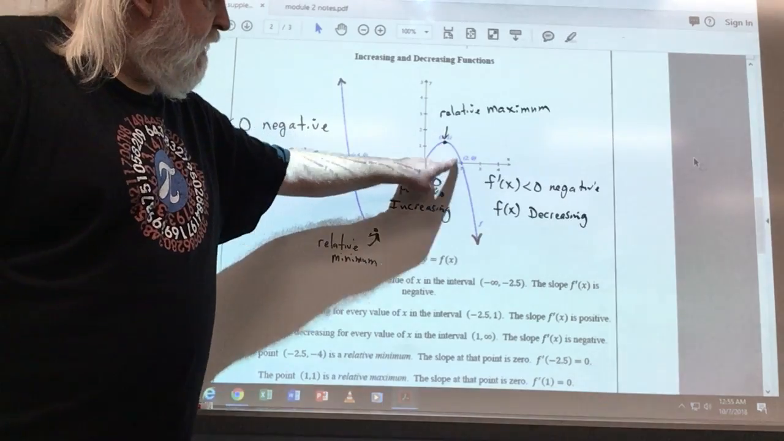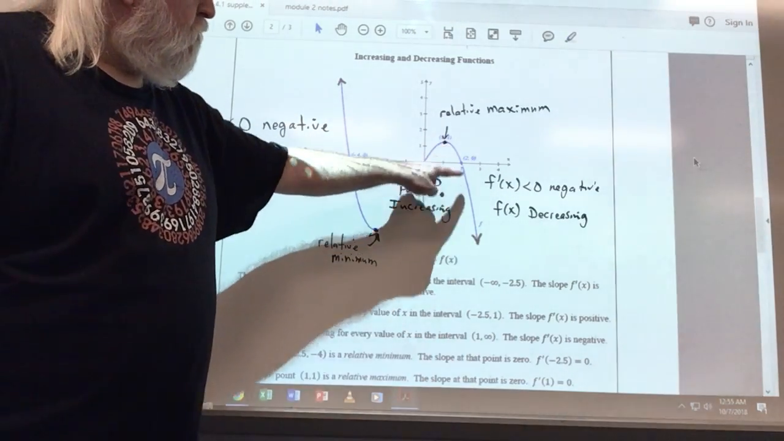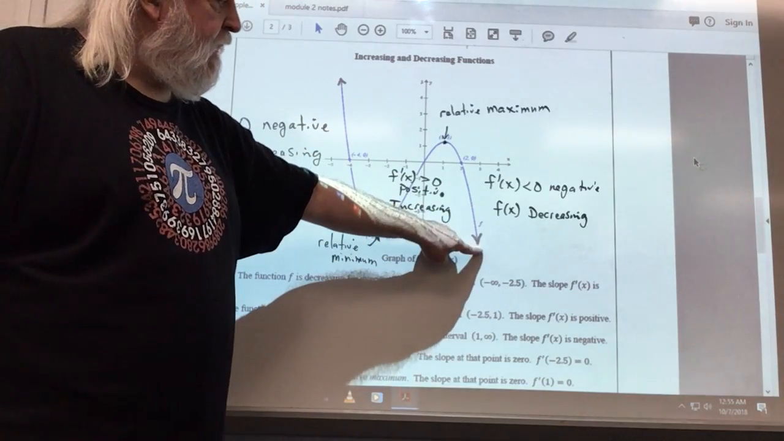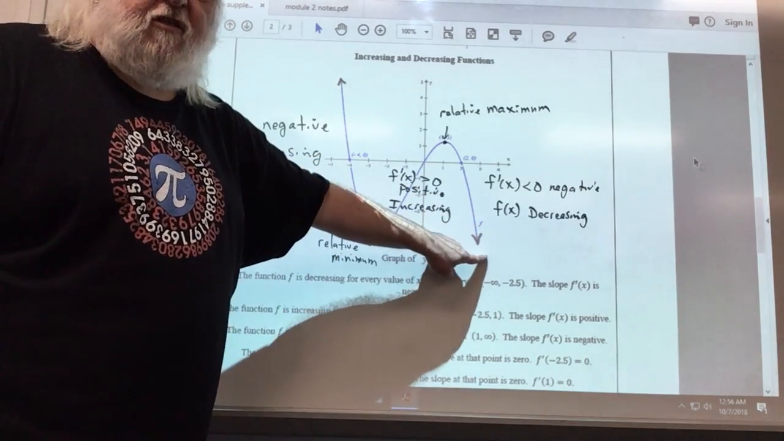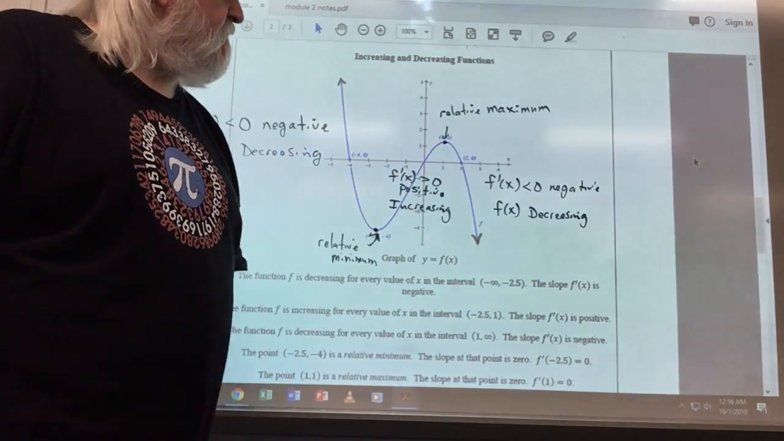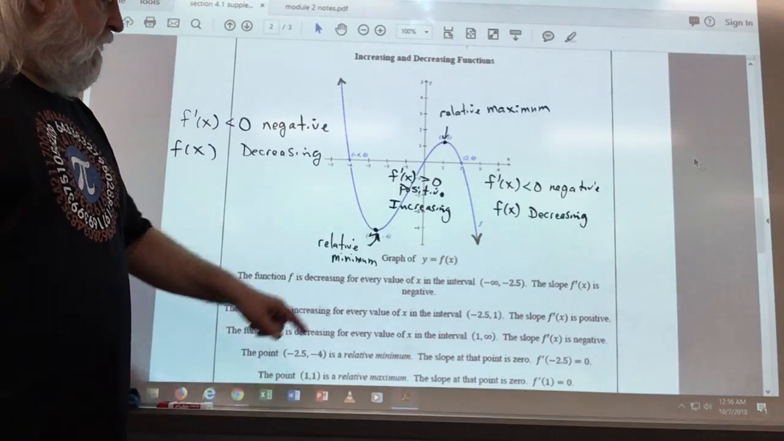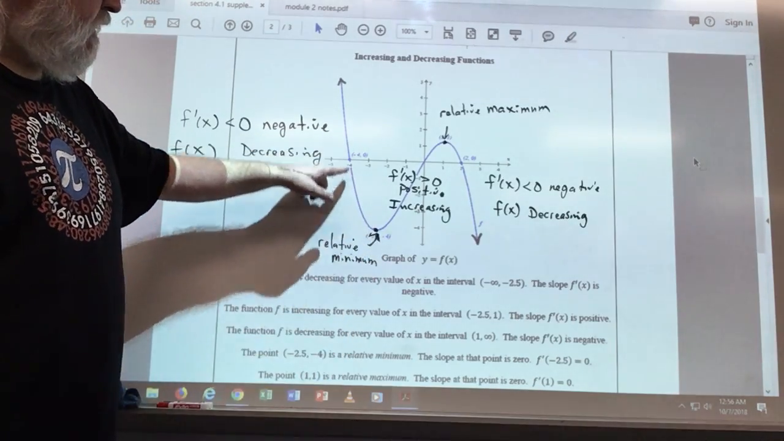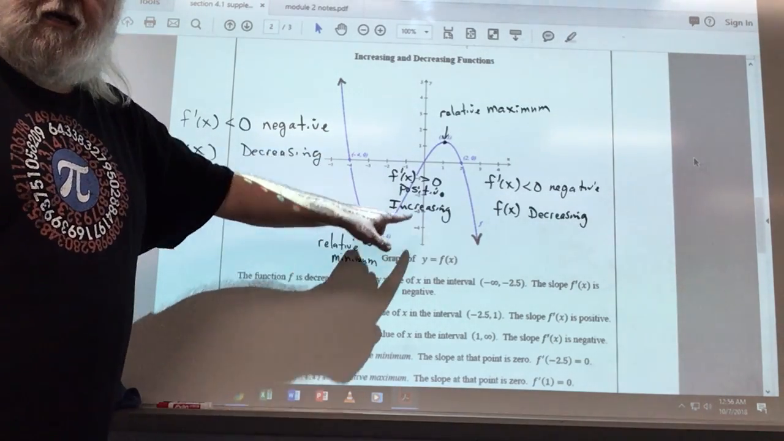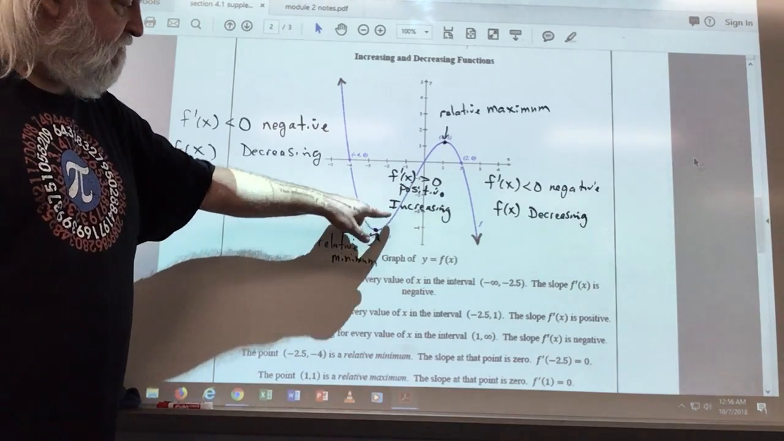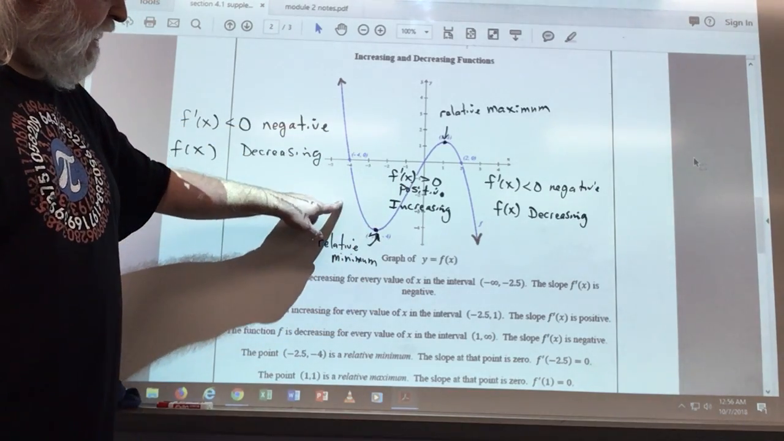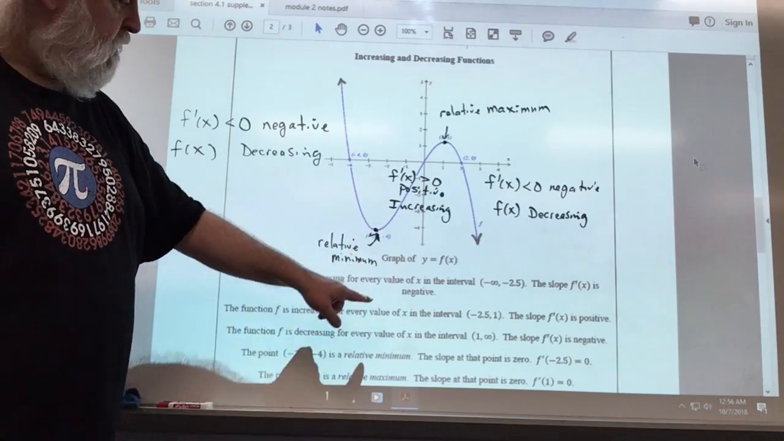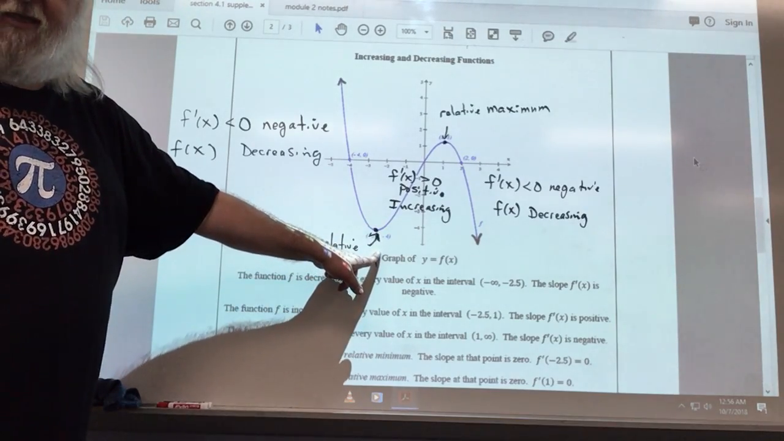And then from this point here to the right, we're going downhill. The slope is negative, the values of the function are decreasing, and we say f of x is decreasing. At this point right here, it's like the bottom of a hill, bottom of a valley, where we go from negative slope to positive slope. That forms what we call a relative minimum.